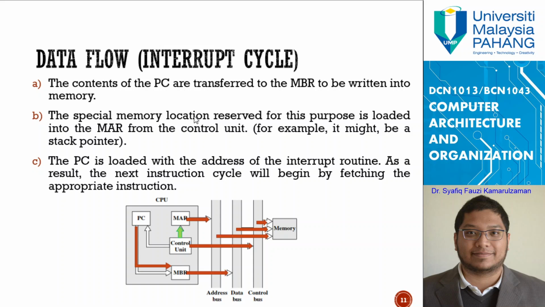Then the control unit will tell the memory to write the data into the interrupt memory location within the main memory. Once that is done, the data is saved. The control unit will then instruct the program counter, now we are ready to process the interrupt. You can proceed with your next task, which is to process the interrupt. So this is what happens in the interrupt cycle.